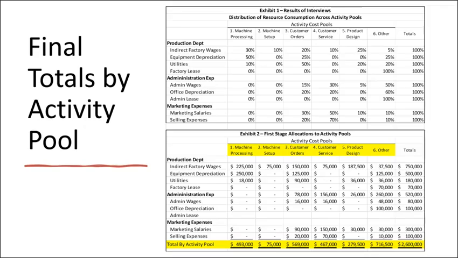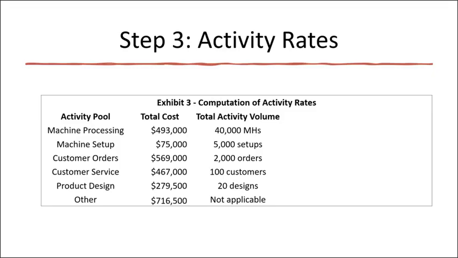This table shows the results of all that careful slicing and assigning. And now, finally, we're ready to compute activity rates, much like the pool rates. This allows us to assign overhead cost to individual products and customers based on how much of each activity they actually consume. So now we have the activity pools. What do we need now? Oh, we need the cost drivers. We'll call those activity drivers or activity volumes.